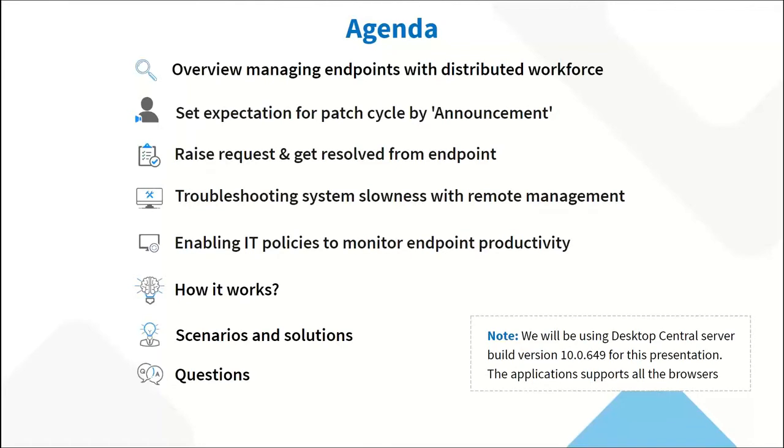We'll see how to send alerts using Desktop Central to the users about the patching cycle. Then we will also see how the remote control and the tools in Desktop Central can be effectively used by a help desk technician to assist the end users in case of emergencies. I've also taken the most common issue in PCs, which is system slowness. So let us see how we can use tools in Desktop Central to troubleshoot this. Also, in an organization, enforcing IT policy is very important. So we will see how we can monitor the endpoints' productivity using Desktop Central. And later, we'll wind up the session with a few real-time scenarios and frequently asked questions with respect to remote control and tools.